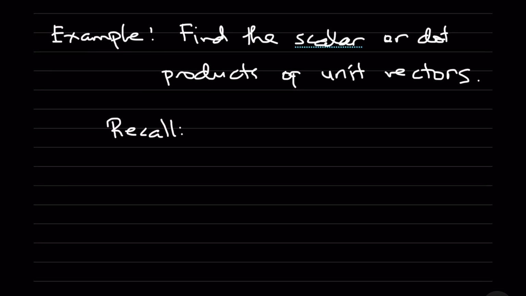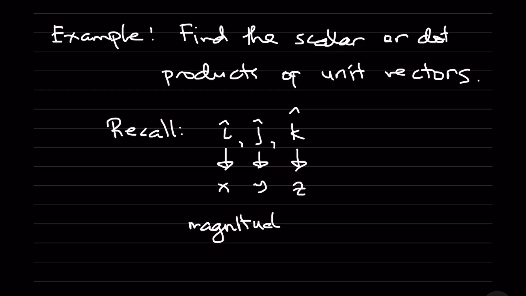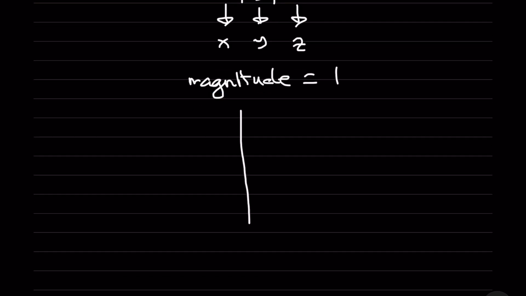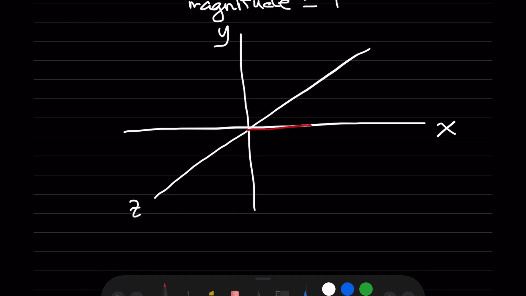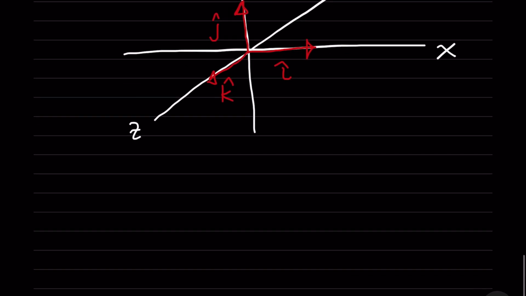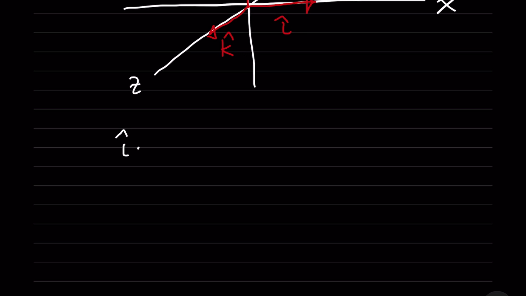So let us recall that unit vectors are i, j, k. These unit vectors point to the directions of positive x, y, and z respectively, and their magnitudes are equal to 1. I will show in this diagram the directions of i hat, j hat, and k hat. Take note once again that the magnitude of unit vectors is equal to 1, and the directions of these unit vectors are mutually perpendicular to each other.